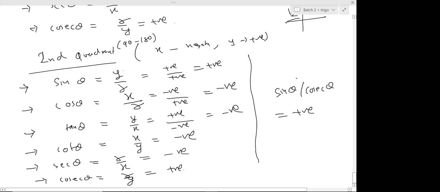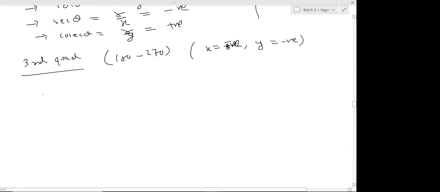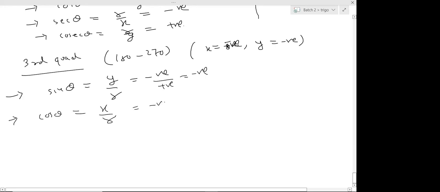All right, in the third quadrant, that means from angle 180 to 270, we know x is negative and y is also negative. So in here, sine theta is y upon r. So this is negative upon positive, so negative. Cos theta is x upon r. This is also negative.